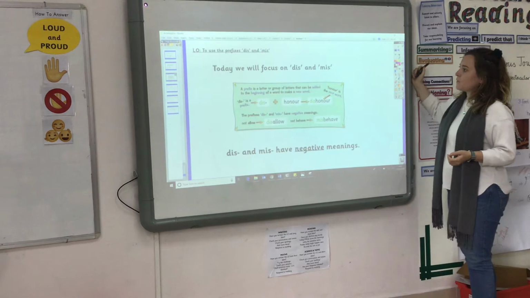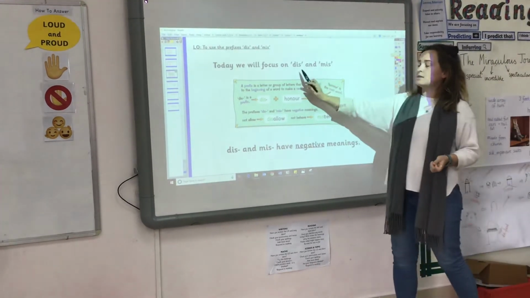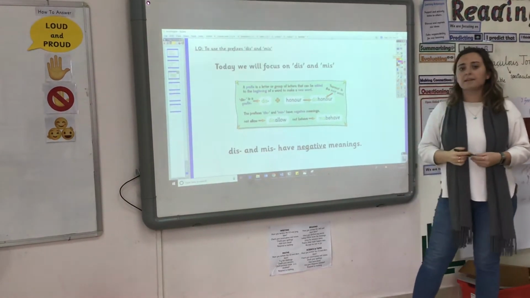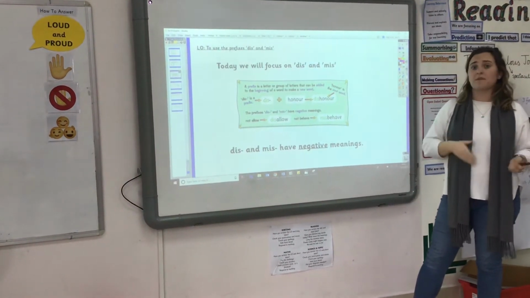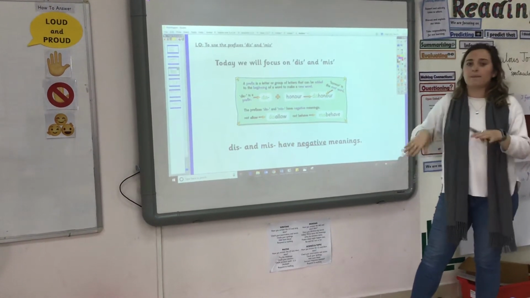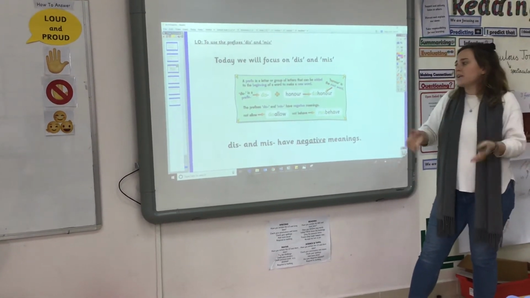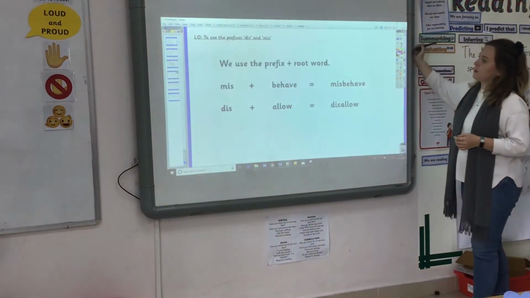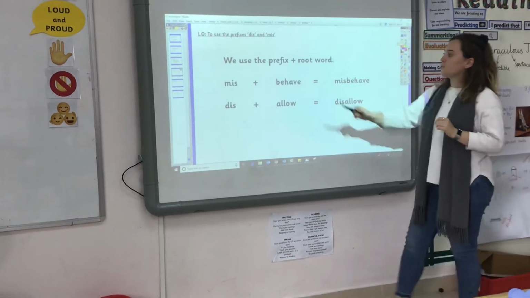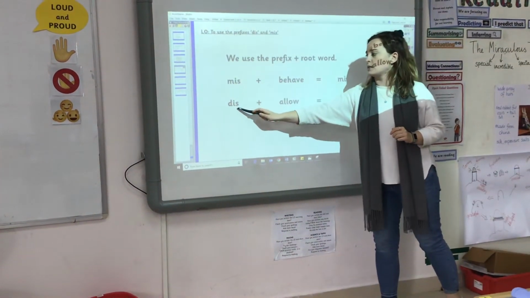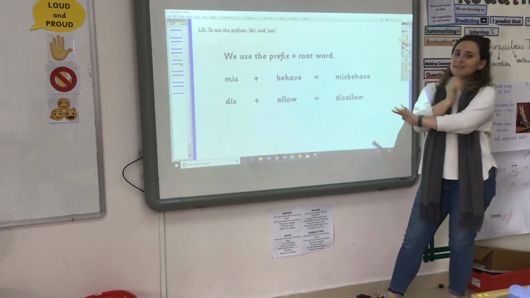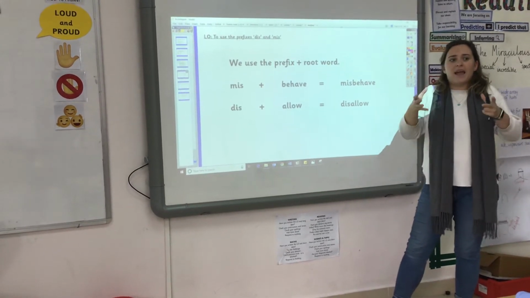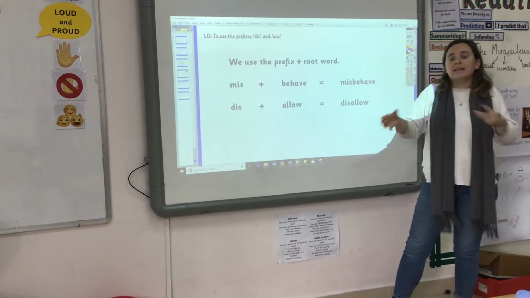Today we are going to be focusing on dis and miss. Dis and miss are prefixes which give a negative meaning, so a bad meaning, or kind of the opposite to what the root word might mean on its own. So we can use the prefix miss or dis and add it to the root word. And when I say root word, I just mean a word that hasn't had any extra things added to it already.